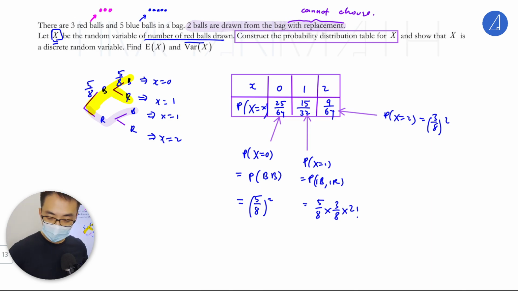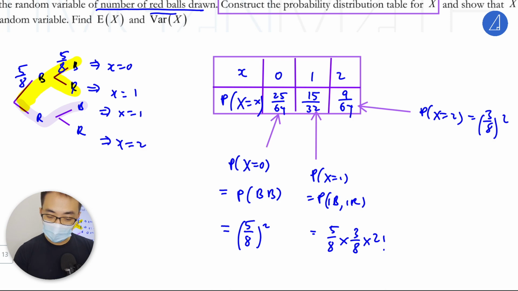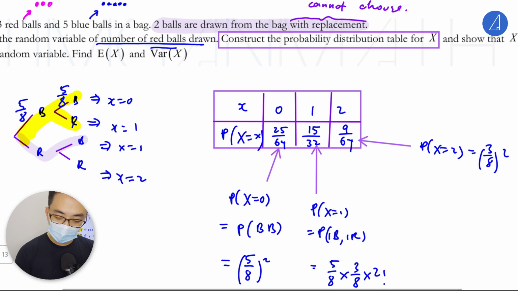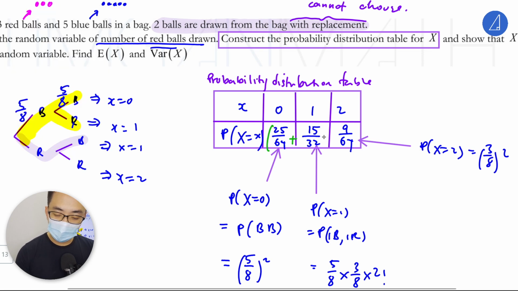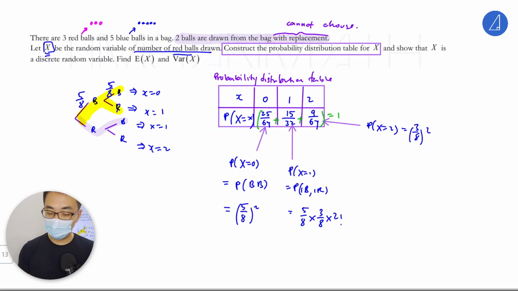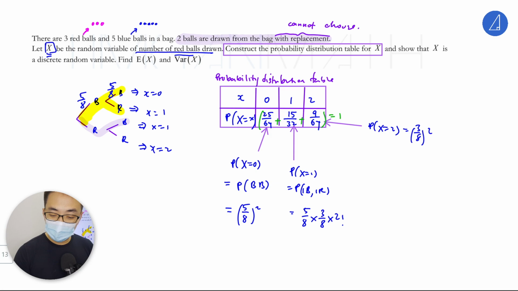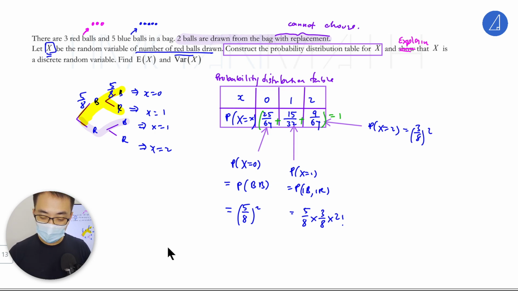Add everything up. Just remember that this is a probability distribution table, and the sum of all these probabilities will be 1. Now the question should say explain instead of show. So explain why X is a discrete random variable. This is the standard way of writing.